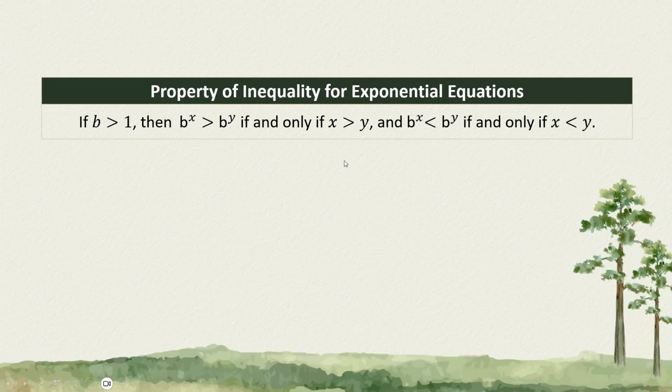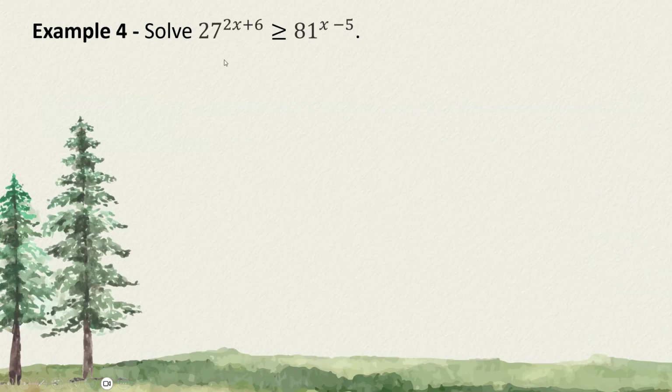And lastly, property of inequalities for exponential inequalities. This is very similar to how we did the equation. So if the bases are the same and you have a greater than sign, then the exponent on the left is greater than the exponent on the right. So first goal is to have them written with the same base.